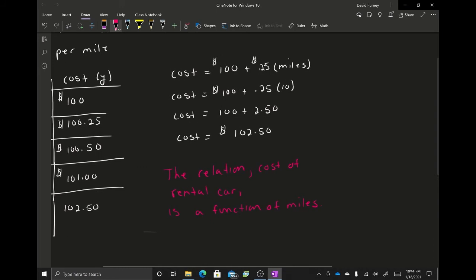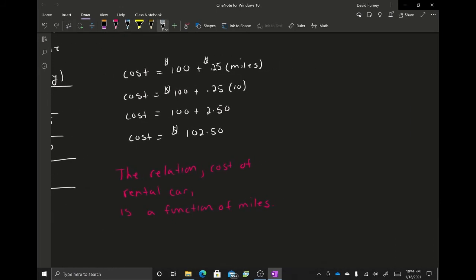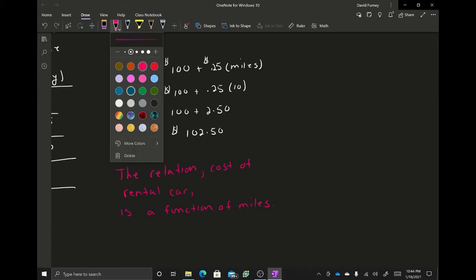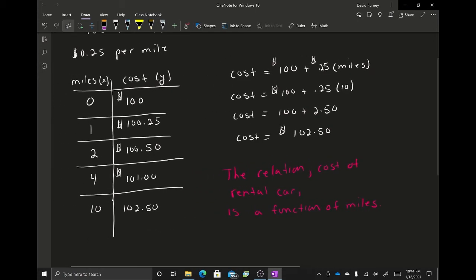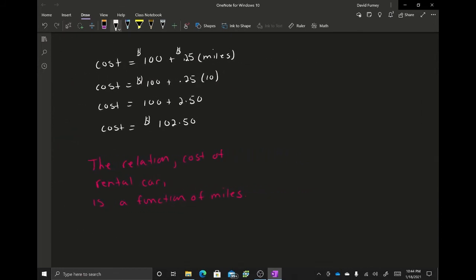Now let's go see if we can look at what the graph of this looks like. Well, we can graph this a couple different ways. The first way is to graph the points that we created over here, 0, 1, 2, 4, 10. And I'm going to create kind of a broken graph. We have our x-axis, which is going to be mileage. And we have our y-axis, which is going to be cost. And I put the little break in there because our cost is starting at 100 and it's going up from there. So we have 100, 101, 102, 103. And this is cost.